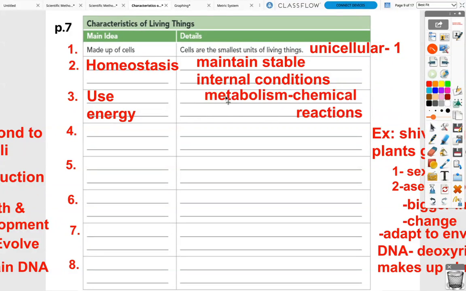So when we use energy, we go through a process called metabolism. That's all of the chemical reactions in our body. You may have heard the word metabolism before. Someone might say, I have a fast metabolism, I have a slow metabolism. So, metabolism is really just talking about all of the chemical reactions in your body, how you break down food, how you build up other molecules in your body. So, every living thing has to use energy, and you do that through metabolism.